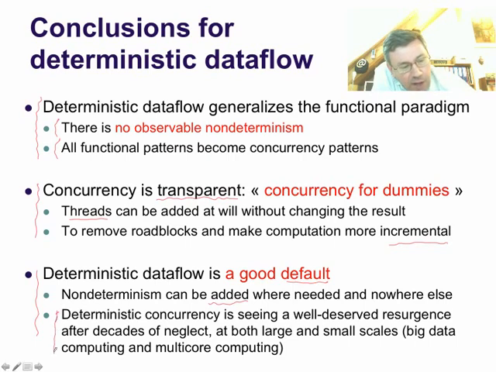And the consequence, deterministic concurrency is seeing a well-deserved resurgence after decades of neglect. In fact, it was invented in the 1970s. It's resurging both at large and small scales. Big data computing in cloud data centers, multi-core computing, all of this introduces huge amounts of concurrency that is very difficult to control. So the deterministic data flow default is a very good default, and it's being used.